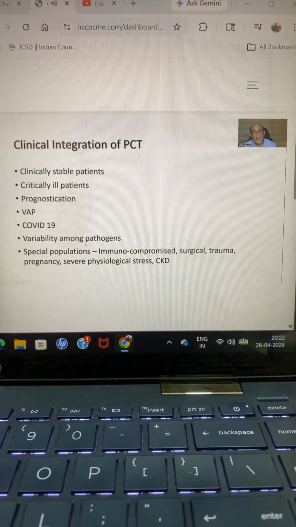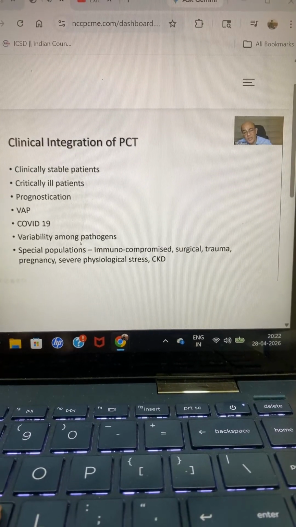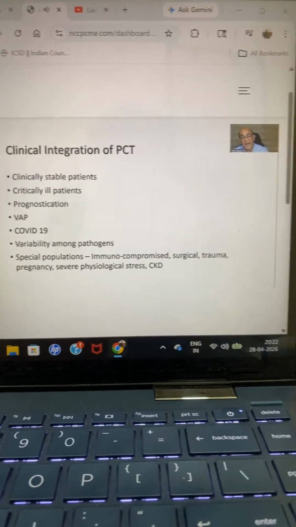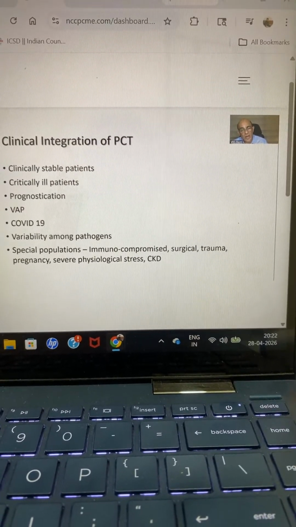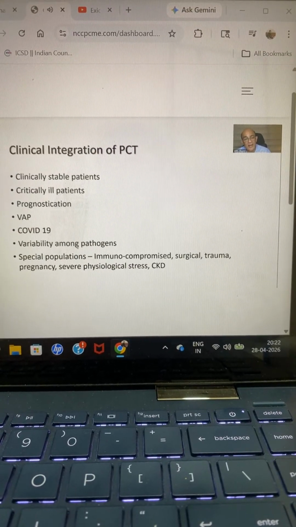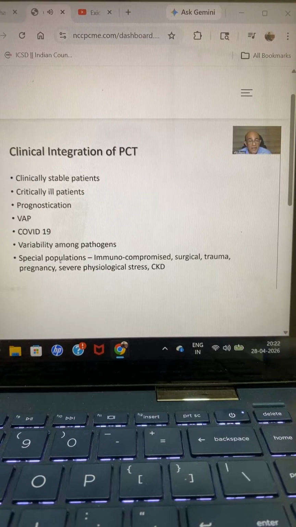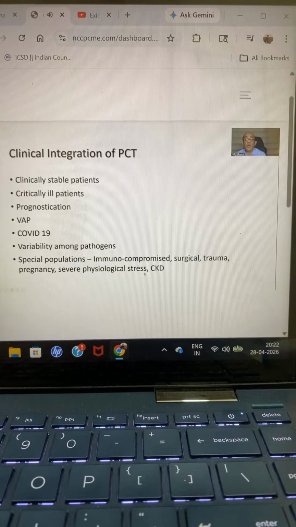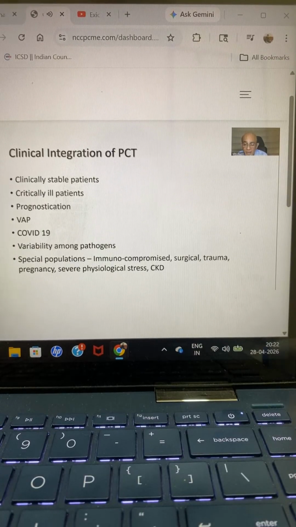There is a variability where typical pathogens like strep and H. influenzae are associated with a more robust response than atypical pathogens like Legionella, and you can also get a positive response in malaria, PCP, and Candida infections. We do not have enough studies in immunocompromised populations, patients who have undergone surgery, trauma, who are pregnant, or who have other severe physiological stress to decide what would be the ideal cutoff or how you interpret them.